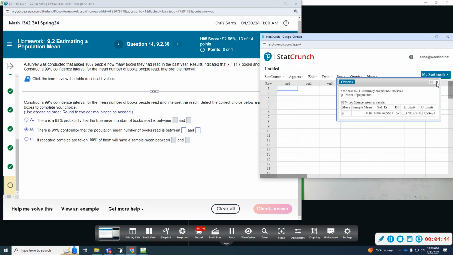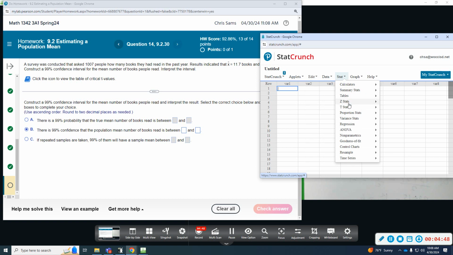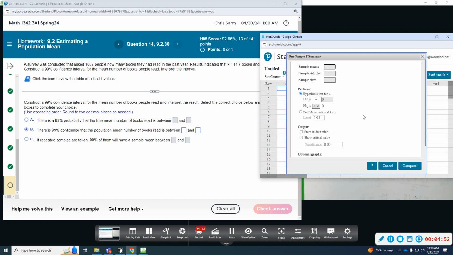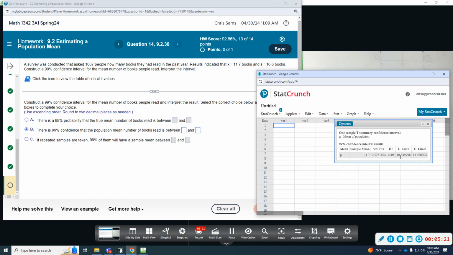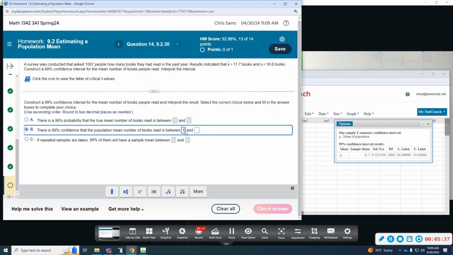Okay, so we already have StatCrunch open. Let's do Stat. And the mean is 11.7, the standard deviation 16.6, sample size 1,007. We want 99% confident, and we are looking at 2 decimal places. So we're looking at between 10.35 and 13.05.